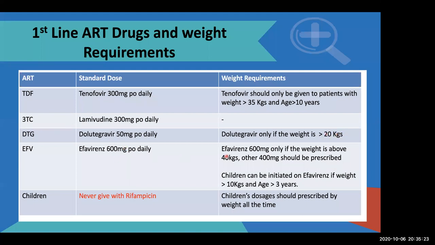Efavirenz, the full adult dose of 600 milligrams, only if the weight is above 40 kg. If the weight is below 40 kg, you should use efavirenz 400 milligrams nocte. Just remember, the 400 milligrams is the pediatric capsules, the 200 milligrams capsule, you give two of those. In children, efavirenz can be given if the weight is more than 10 kg and their age is more than 3 years.